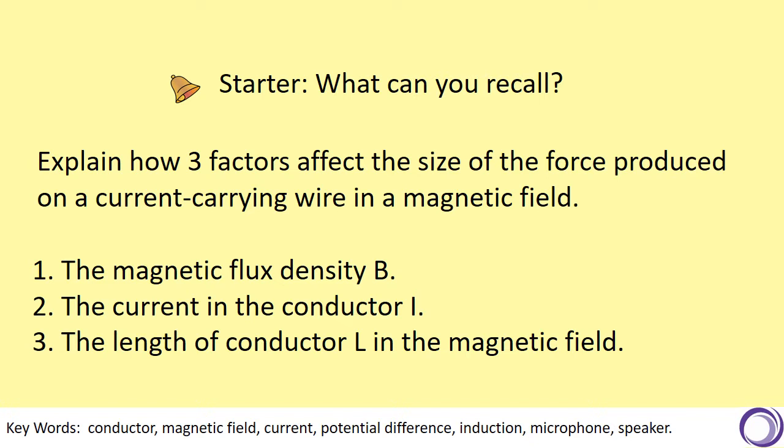Because the equation is F, the force, equals B times I times L, each one of those is directly proportional. So the force is directly proportional to the magnetic flux density. So if you double the magnetic flux density, you would double the force, and the same is true for the other 2.